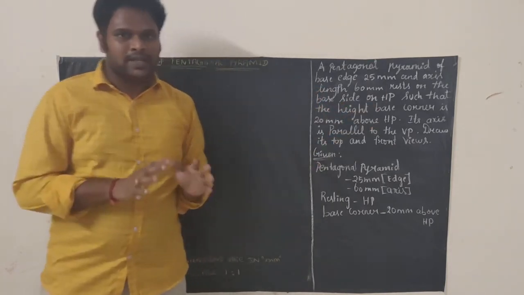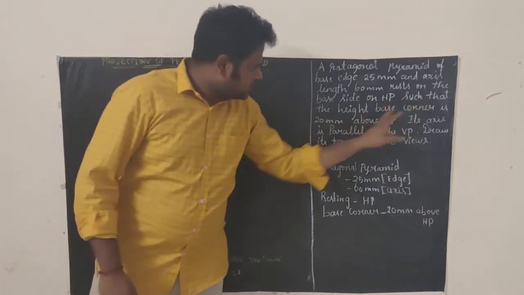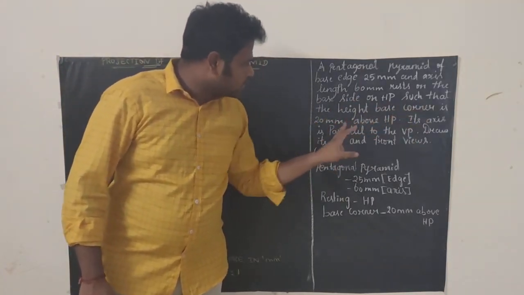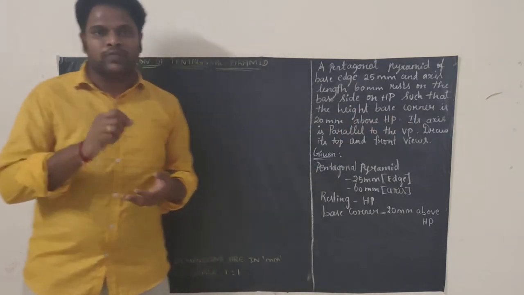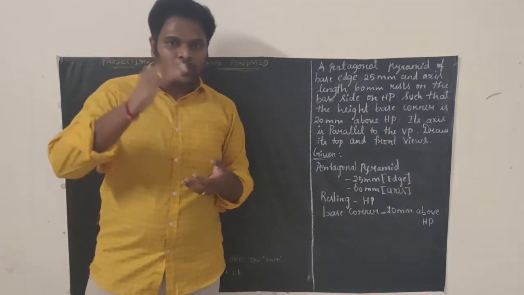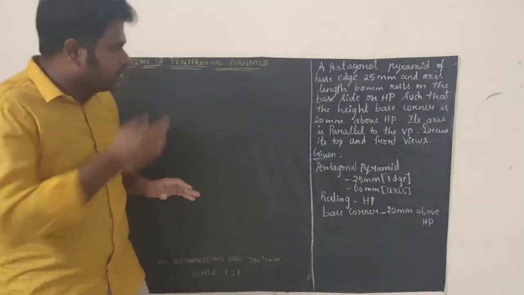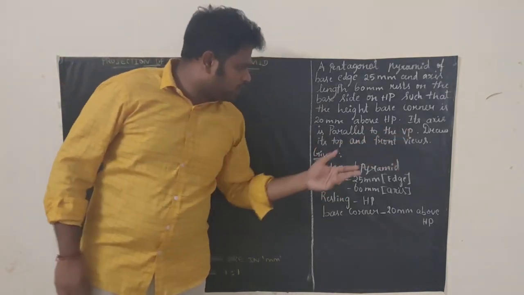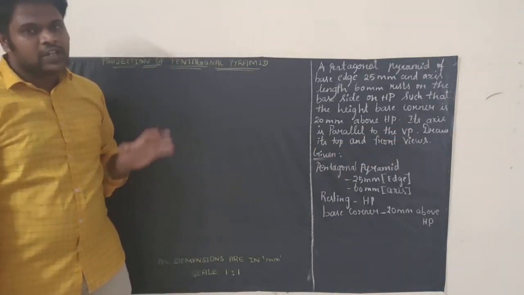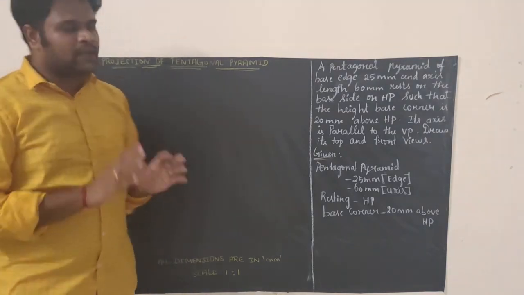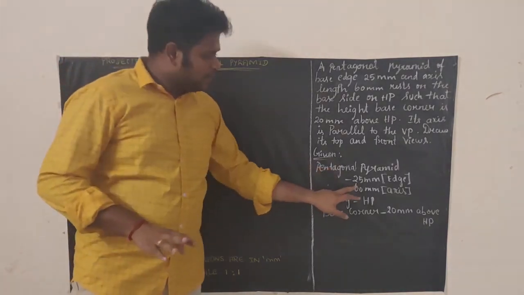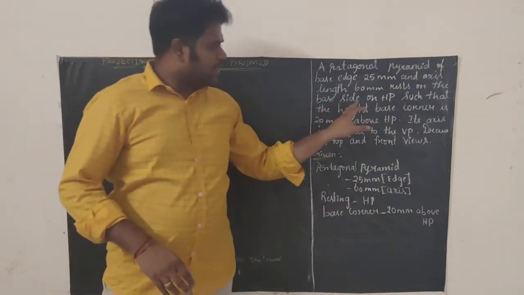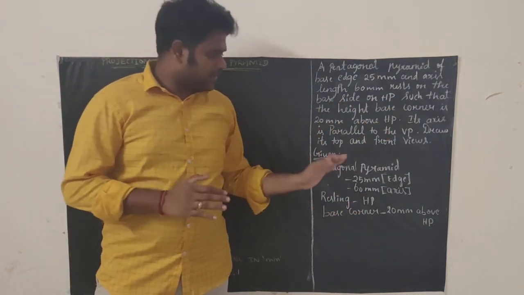They clearly gave that the base edge is resting on HP such that the highest base corner is 20 mm above HP. So we are going to lift one of the corners 20 mm above HP, and its axis is parallel to VP. Draw the front view and top view. That's what they gave. So initially we need to fix it up. The diagram which we are going to draw is a pentagonal pyramid based on the axis length they gave and the resting. They clearly said the base edge is on HP. With that we can write resting on HP.